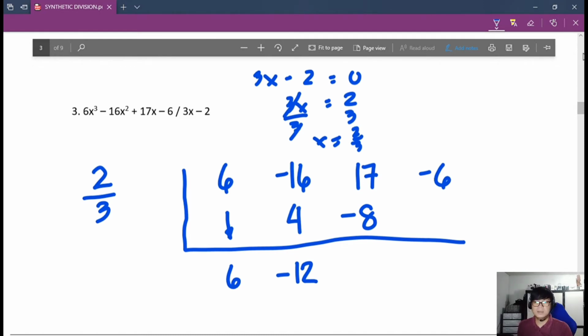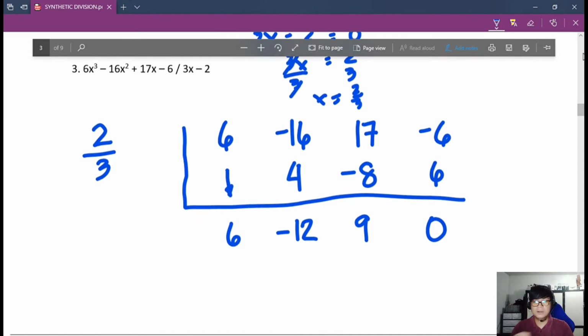Negative 8. So 17 minus 8, 17 plus negative 8, that's 9. So 9 times 2/3 is 6. So negative 6 plus 6 is 0. So our remainder is 0.